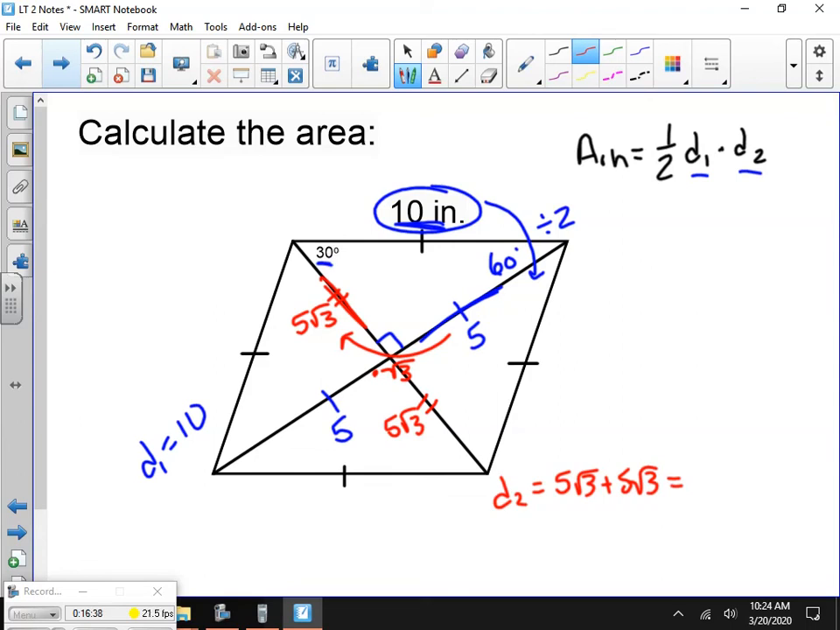All right, so now over here on my area, I'm going to do 1/2 times diagonal 1, which was 10, times my diagonal 2, which is 10 root 3. Again, I'm going to leave this in simplified radical form, but technically it's area, so you could give me a decimal. I'm going to multiply 1/2, 10, and 10. I'm multiplying all the outside numbers. When I do that, I get 50, and then I have the square root 3. And it did give me units. I have inches right here. So my units are inches squared.